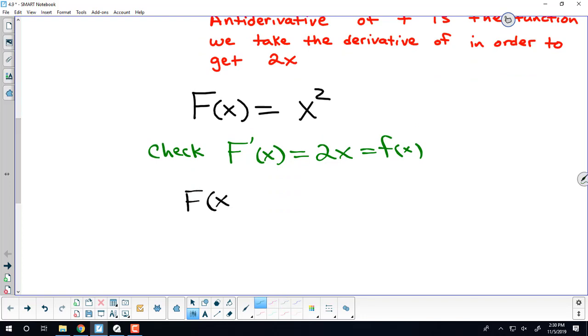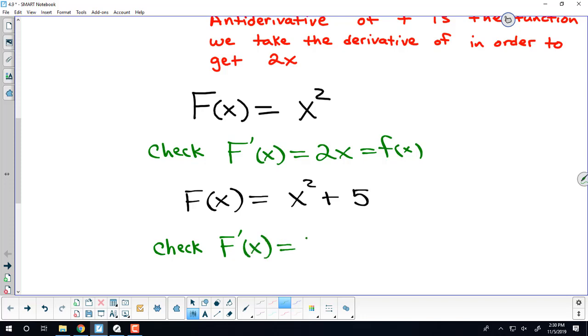Also, if I said that another antiderivative of 2x would be, I don't know, x squared plus 5, that's also correct, because if I take the derivative of x squared plus 5, I still get just 2x, because the derivative of any constant is 0. We'll state that in a moment, but really antiderivatives aren't unique. You can have infinitely many antiderivatives given a particular function.